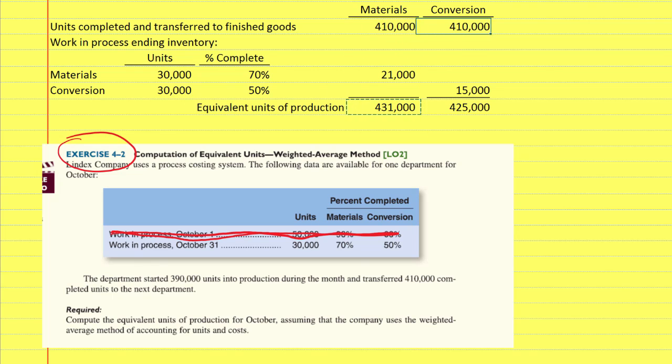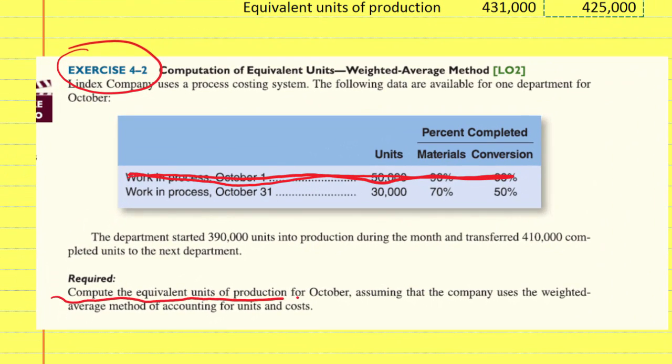Now for conversion, labor and overhead. 410,000 units rolled off the end of the assembly line, and for those 30,000 units left in ending inventory, they had half of their labor and overhead. So theoretically, that's enough labor and overhead to make 15,000 units. We can add those two things up to get 425,000 units, equivalent full units with respect to conversion, labor, and overhead. Now we've completed the requirement for exercise 4-2.